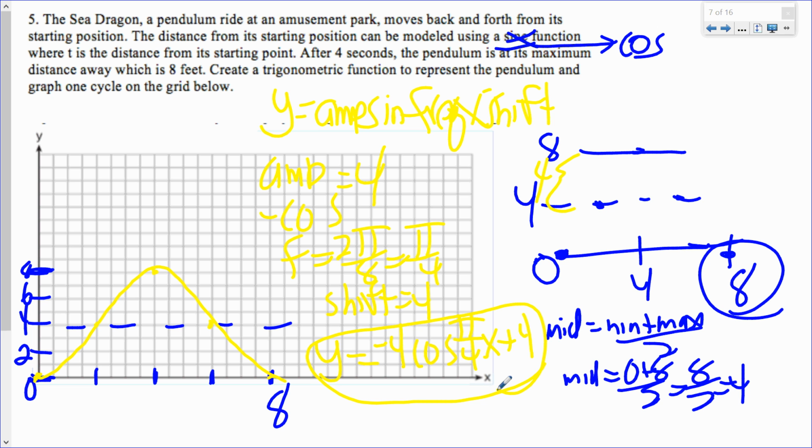And that's it. Again, it was a little tricky, I think, coming up with a little picture here, but its starting position, being how the y is the distance from the starting position, or whatever, t is the distance from its starting point, by definition, it's starting 0 from its starting point. That's why it's a negative cosine, and I think from there it comes together kind of nicely.